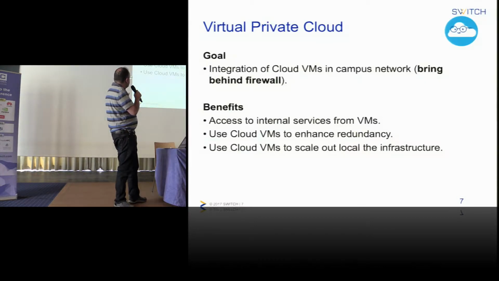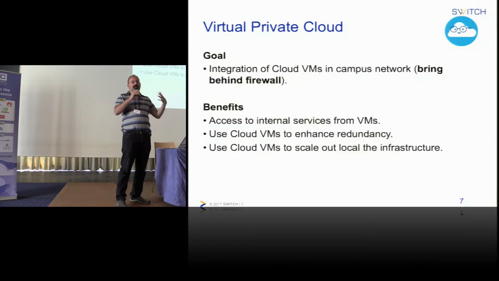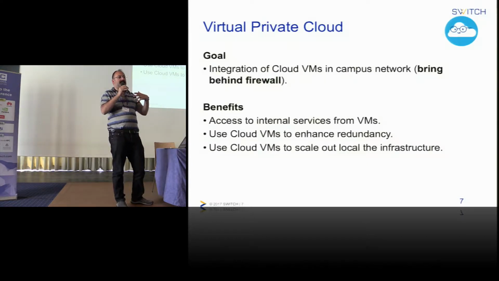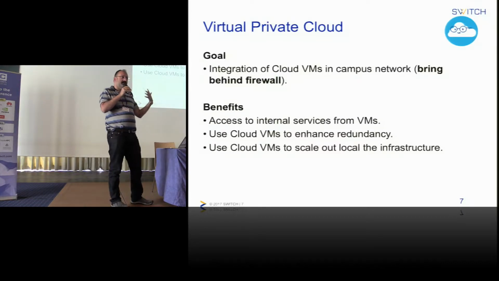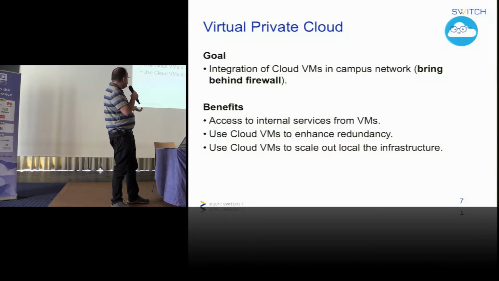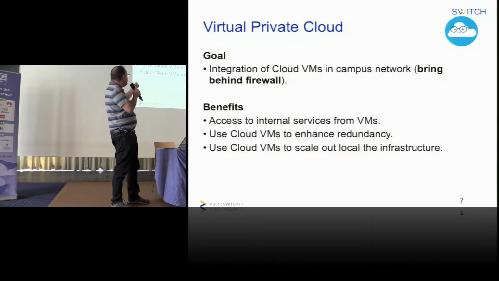You can use this setup for several things. One is to enhance redundancy. You can have a setup where when your local infrastructure fails, the VMs in the cloud act as a backup. Or you can use the VMs in the cloud to scale out. When your capacity is finished, you can add more capacity by adding VMs from the cloud.